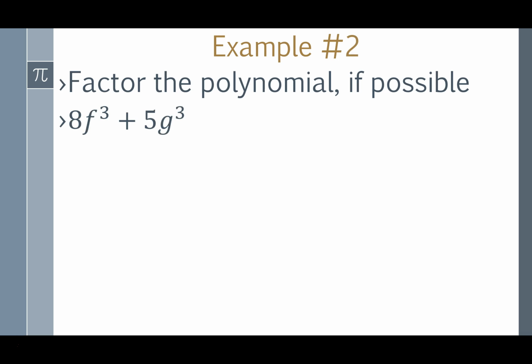So for this one, we take a look at it again. Can we factor this? Well, 8f cubed, 5g cubed, nothing in common. And while it is true that 8 and f cubed are perfect cubes, so we have an a cubed there, and g cubed is perfect, but 5 is not. So this is not a sum of two cubes. So this can't be simplified. So our answer is just simply 8f cubed plus 5g cubed. We can't go any further than that.